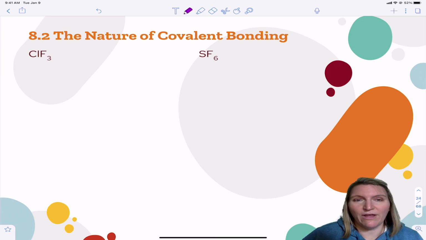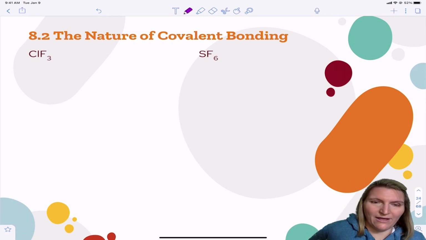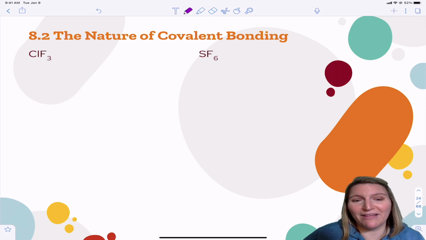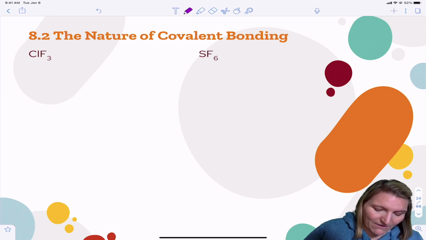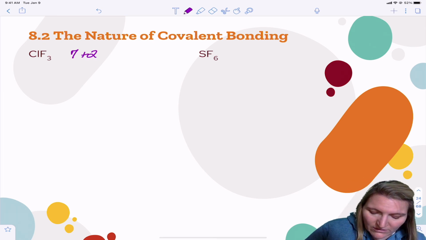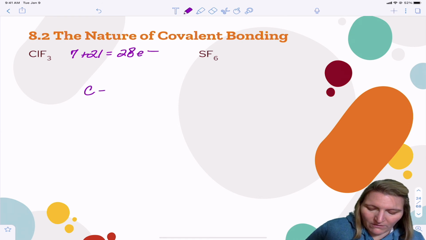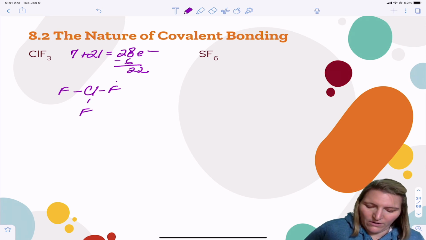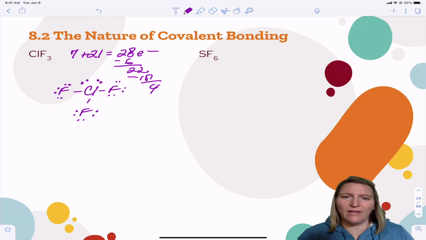So the first one we're going to look at is chlorine trifluoride. Again, we said halogens are rarely in the middle. Well, here's an example where they are. So the total number of valence electrons, 7 plus 21, equals 28 electrons. Chlorine's in the middle with 3 fluorines coming off of it. I use 6 electrons. That gives me 22 left over. 1, 2, 3, 4, 5, 6, 7, 8, 9, 10, 11, 12, 13, 14, 15, 16, 17, 18. That gives me 4 left over, and I just plop those right on the central atom.